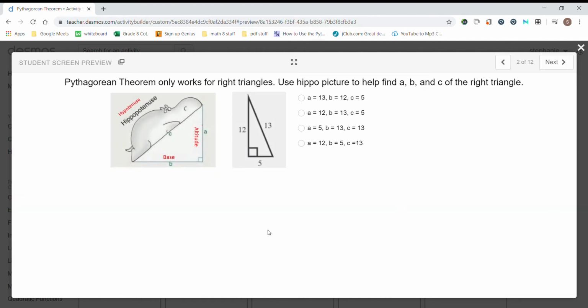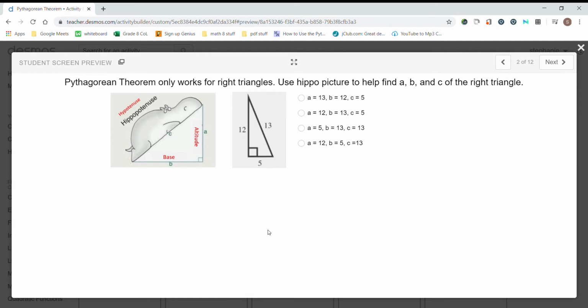Okay, so I want you to please be very aware that the Pythagorean theorem only works for right triangles. So over here on the left, I have a hippo. He's on the diagonal, and I have the A is the vertical line or the altitude. So similar to when we talk about a plane being 10,000 feet up in the sky or 20,000 feet, we're talking about how far it is away from the Earth's surface, how high up it is. So that's my vertical line, my altitude. Across the bottom is the base. So that's just the base of the triangle, the horizontal line. And then I have the hypotenuse, which is the diagonal line.